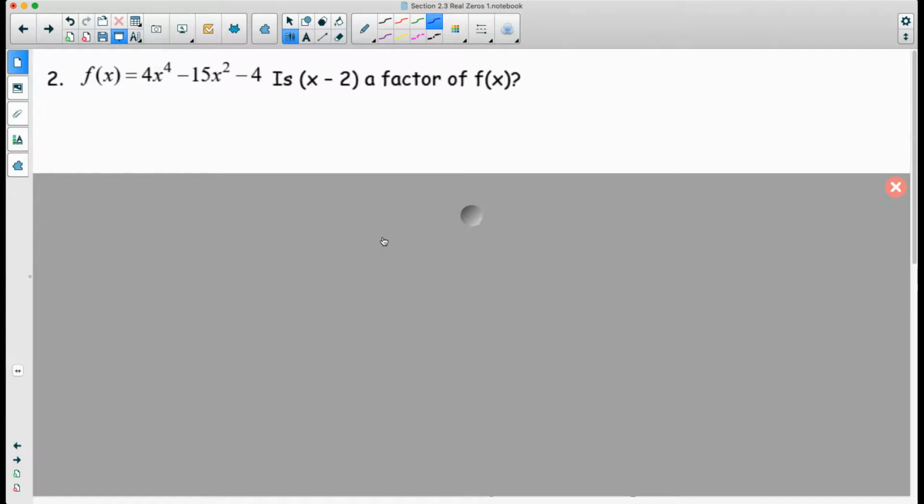All right, so we're missing 2 pieces here. We're missing an x cubed and an x. So I have to put a placeholder in for both of those.